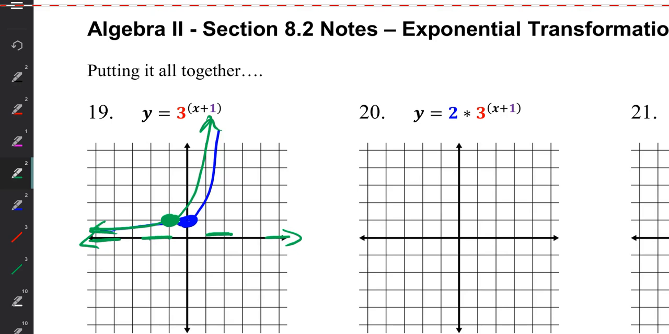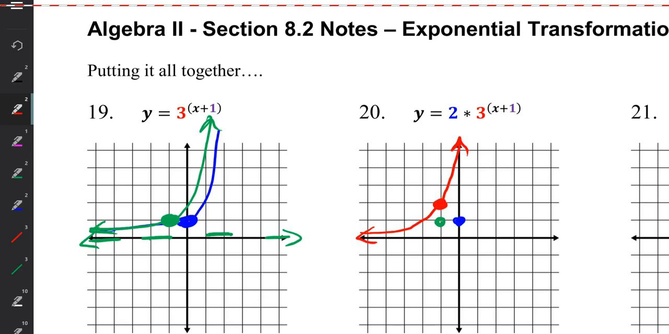Now I took the graph from 19 and I multiplied it by 2. So I'm just going to put the green dot there, and I'm going to put the blue dot there as my starting point and my second point. Take that green dot, the y value, and multiply it by 2. What do you get? You go up to 2. But your asymptote does not change.